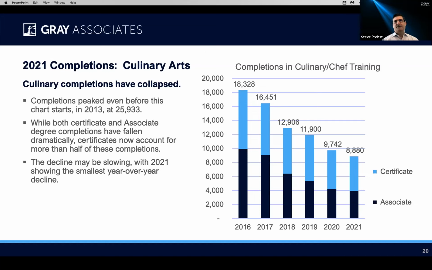So, it's still a big ship, but it may be sinking, though it seems to be sinking more slowly. The iceberg really came around there. There's a slight shift. Before, this was associate dominant by a little bit, and now it's certificate dominant by a little bit, but it's still pretty close to 50-50. And this looks like the decline may be slowing. This is less than 1,000 completions decrease year over year, and all the previous years much more than that. So that's what we see happening on the student demand side.